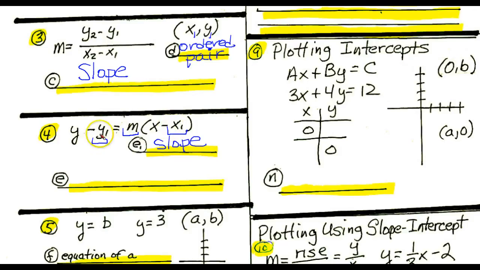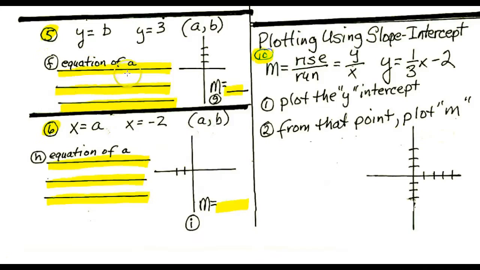So the name of this comes right from what it shows. It's called the point-slope form of the linear equation in two variables, the point-slope form, slope and 1 point. Now, example 5 and 6 are modifications of the standard form.